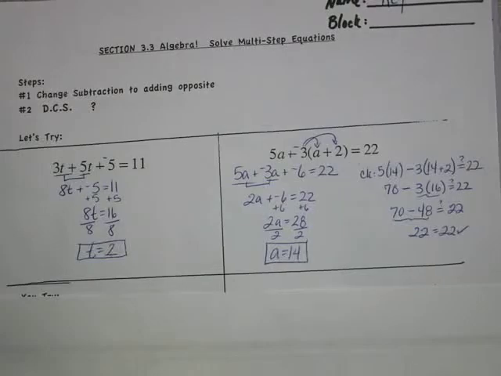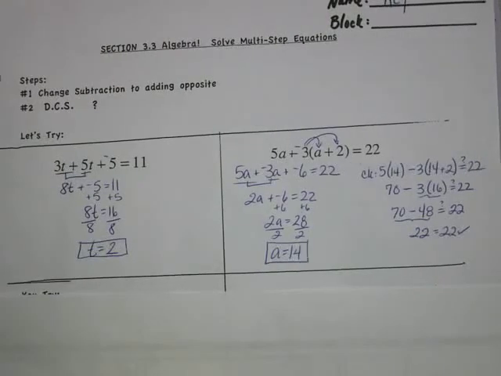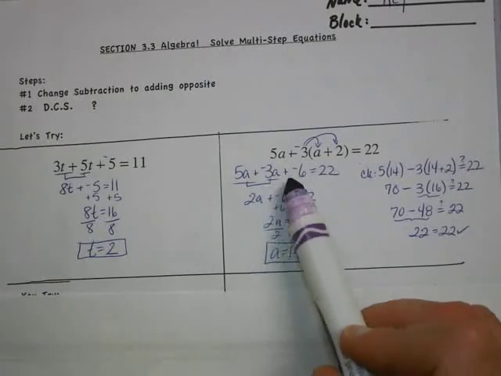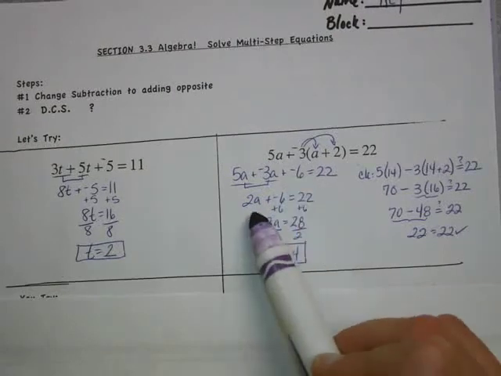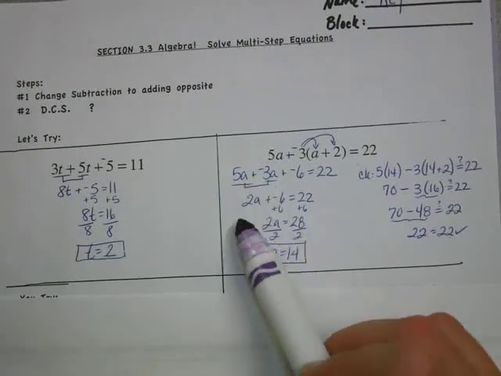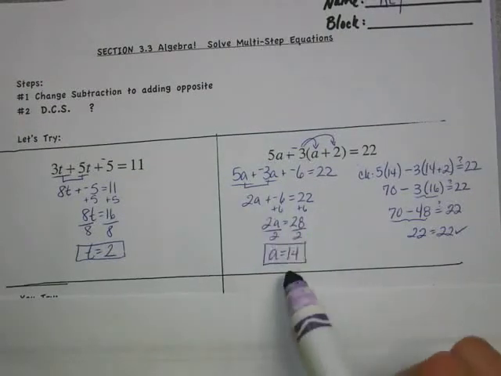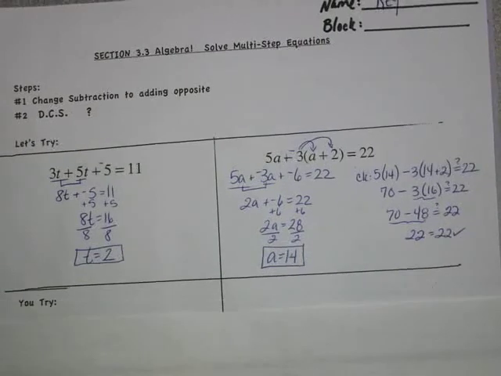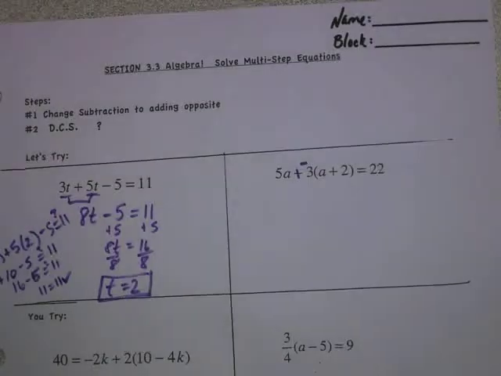All right, so in this one, did you get a equals 14? When you distributed, that was a -3 there, so you end up with -3a plus a -6. They make a +2a when you combine your like terms, and then you solve your two-step equation, and then did you check it? If you checked it, you knew if you got it right or not, okay? And it was 22 equals 22. All right, so let's go to the next one.